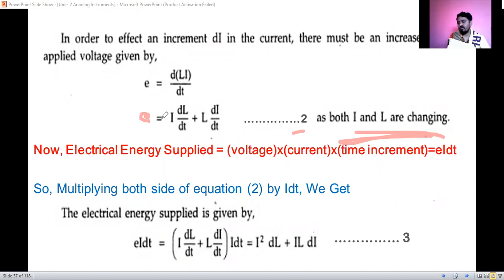Now we'll go for the change of energy or energy stored in the circuit. We are going to. Yes.